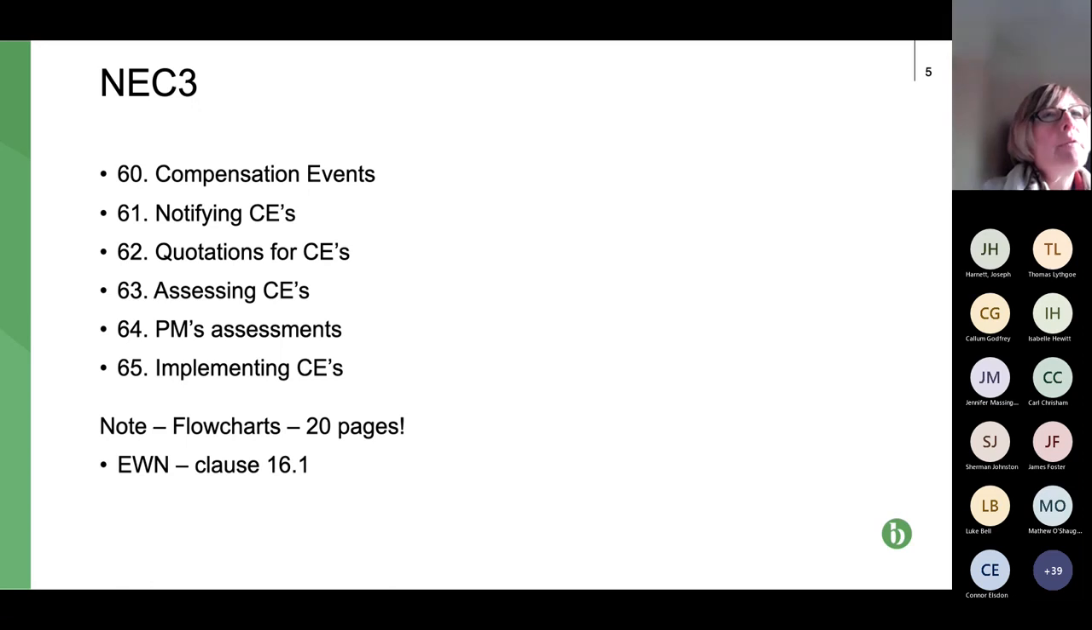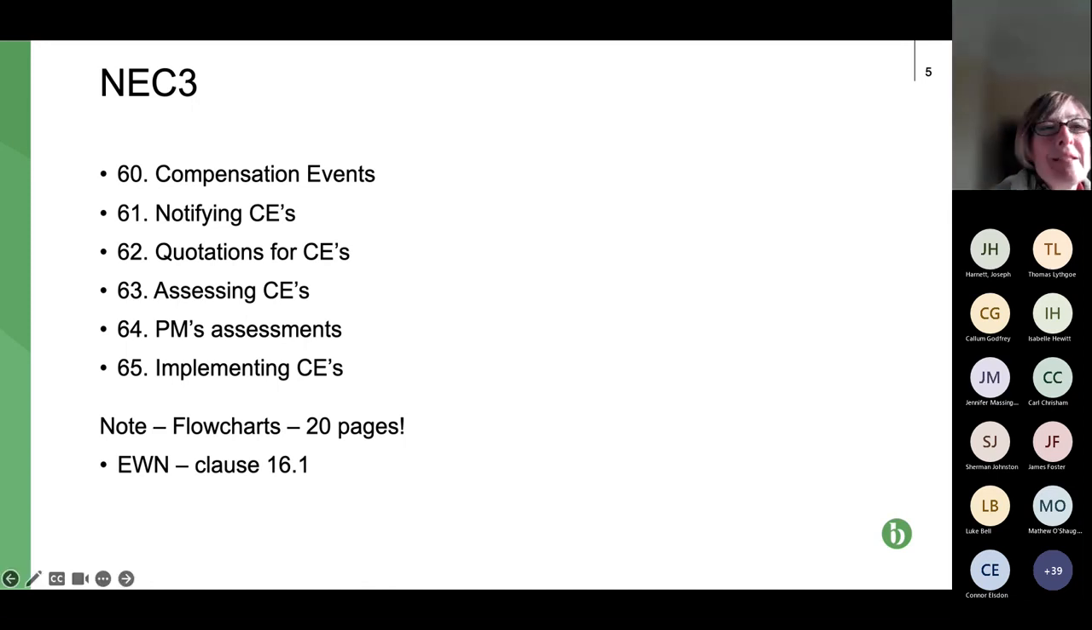61, notifying. So this very much follows our agenda, notifying a CE, who does it, time limits, etc. 62, submitting a quotation. 63, PM making assessments generally. 64, PM making the assessment, project manager, and finally 65, implementing the CEs. Now, the guidance notes have various flowcharts in them, and this whole process consists of 20 pages of flowcharts. So I've tried to simplify that.